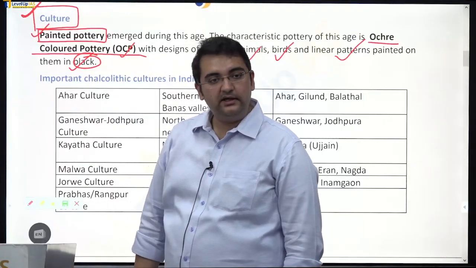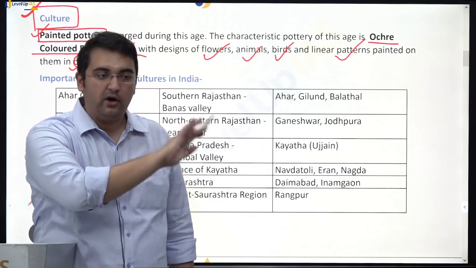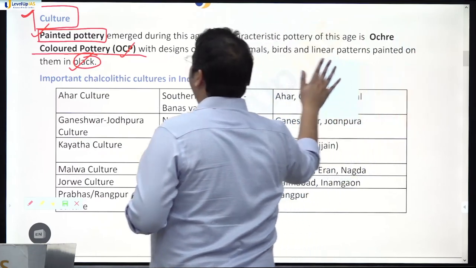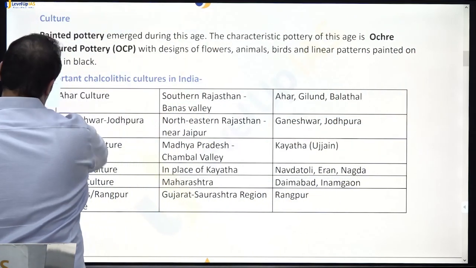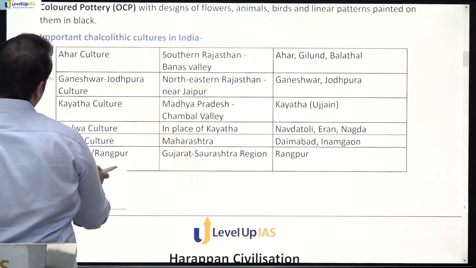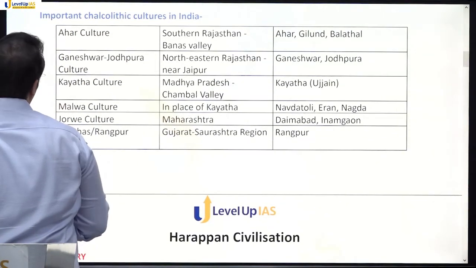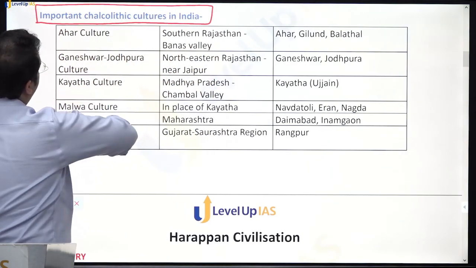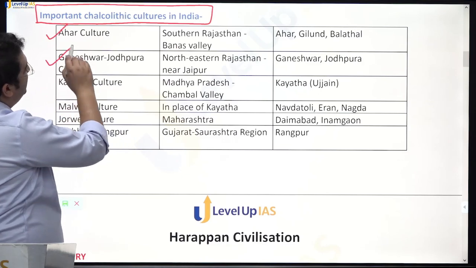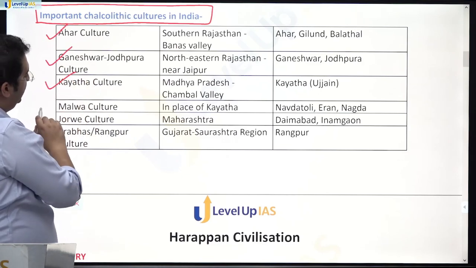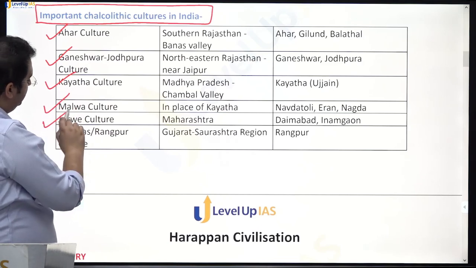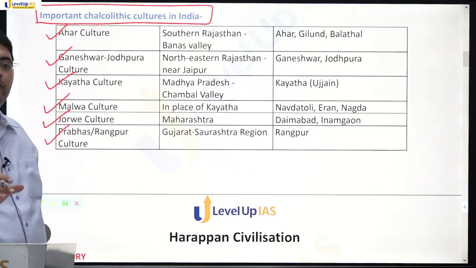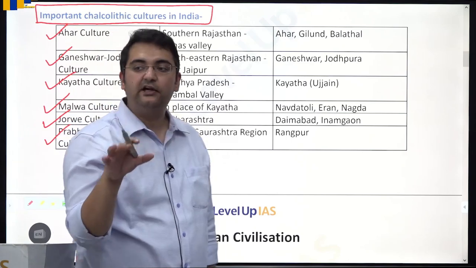But this does not mean that this was the only kind of pottery that was found. Okay? In different parts of India, distinct cultures existed. Right? So, important Chalcolithic cultures in India, they were the Ahar culture, the Ganeshwar Jodhpura culture, the Kayath culture, the Malwa culture, Jorve culture, and the Prabhas Rangpur culture. And each of them would also have their own distinct forms of pottery.